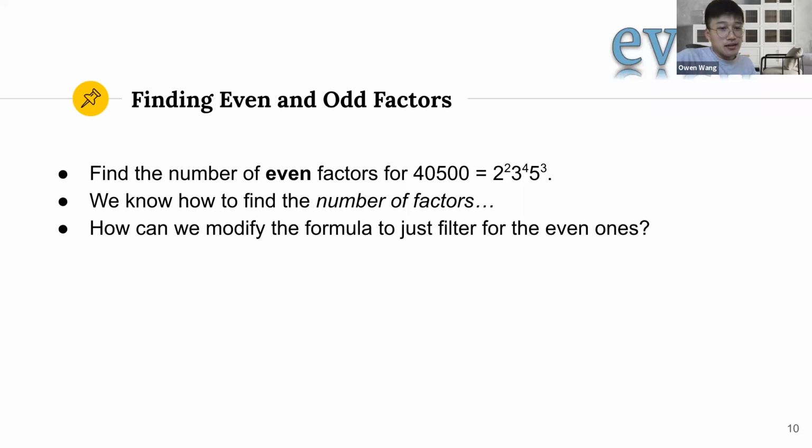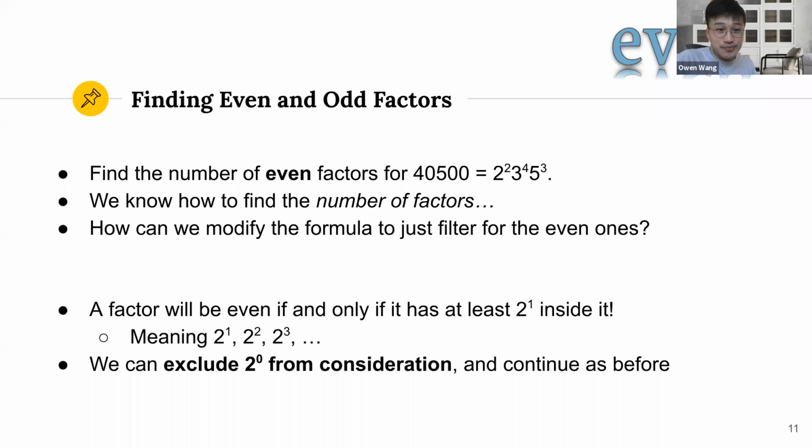So let's reveal the answer for this first one for even numbers. If you think about what makes a number even, it means it's divisible by 2, right? That's what an even number is. You can divide it by 2, and it goes in evenly. So a number is even if and only if it has at least 2 to the power of 1 inside of it, meaning that prime factorization includes 2 to the 1. This could also be 2 squared or 2 cubed, right?